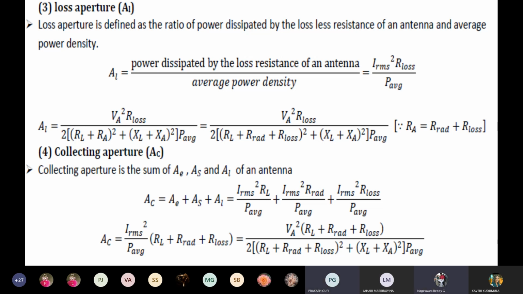A_C is equal to, you can take common out I_RMS square by P average, into R_L plus radiation resistance plus R loss, that is equal to V_A square into (R_L plus radiation resistance plus loss resistance) by 2 into (R_L plus radiation resistance plus R loss) whole square plus (X_L plus X_A) whole square, P average. This is the collecting aperture. What is the collecting aperture? The collecting aperture is the combination of three apertures: effective aperture, scattering aperture, and loss aperture.